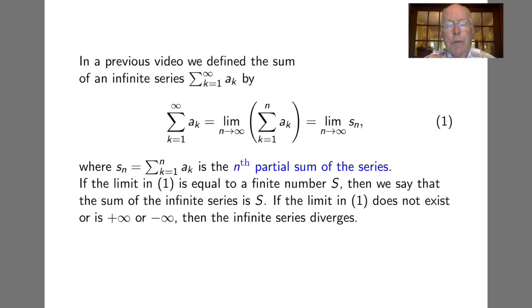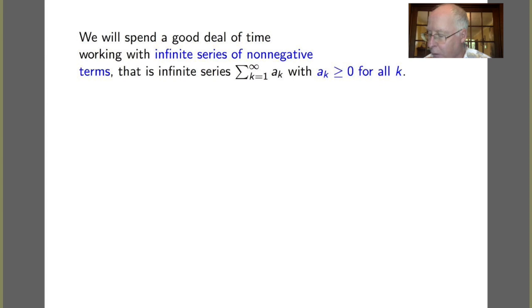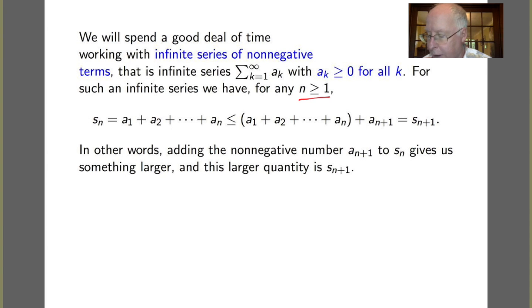So we're going to spend a good deal of time in our study of series working with infinite series of non-negative terms. That means an infinite series, summation k equals 1 to infinity a sub k, where the a sub k's are all non-negative. Now, this actually makes our life a little easier. For such an infinite series, for any n bigger than or equal to 1, we get the nth partial sum S sub n by adding a1 through an together, a bunch of non-negative numbers.